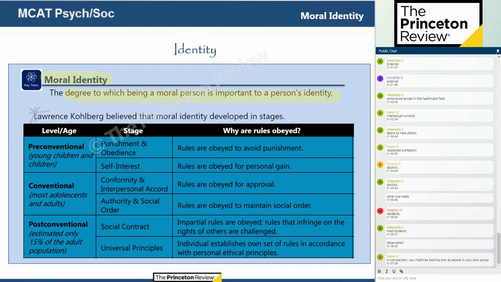And he says a small percentage, like about 15% of adults, move on to his final post-conventional stage, where people are obeying or challenging rules and regulations based on more of a sense of social justice, personal ethical beliefs, and how those morals, laws either empower people or infringe on their rights.